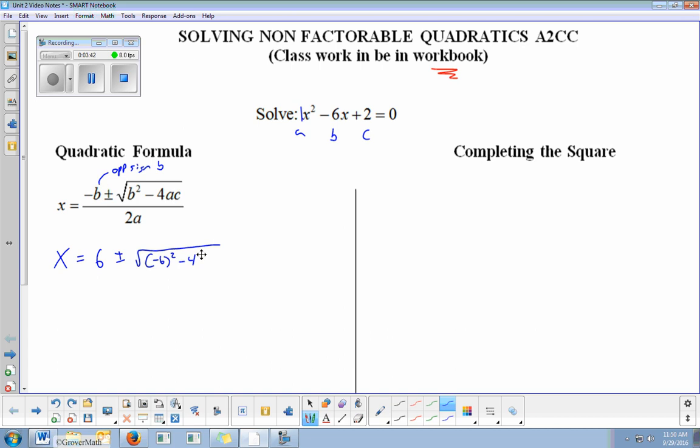Minus 4 times A, which we have is 1, times C, we have is 2. And that whole thing down here, this whole piece in here, everything in this is called the discriminant.